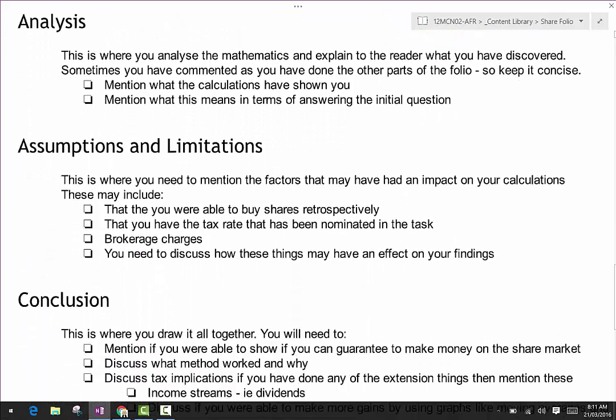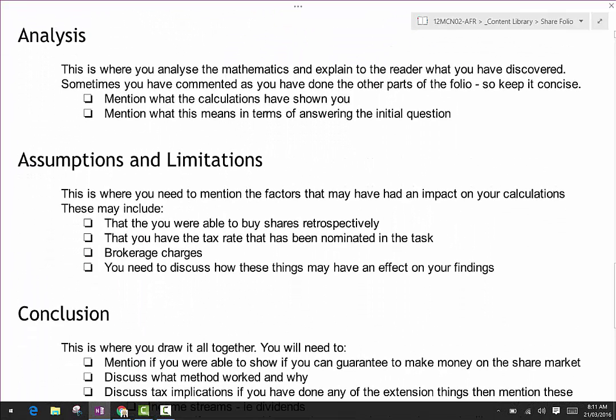When you come down to the final bit, which is the analysis, this is where you actually pull all the math together and explain to the reader what you have discovered. It's really important that you draw it in and keep it really quite concise. So you've got to mention what the calculations actually show and what they are doing. Like I said before, if you've got an imputation credit, discuss what's happening with the mathematics there: the bit that goes to the tax department, why you get a tax return or a reduced tax rate depending on your marginal tax rate. You need to discuss that in this bit here.